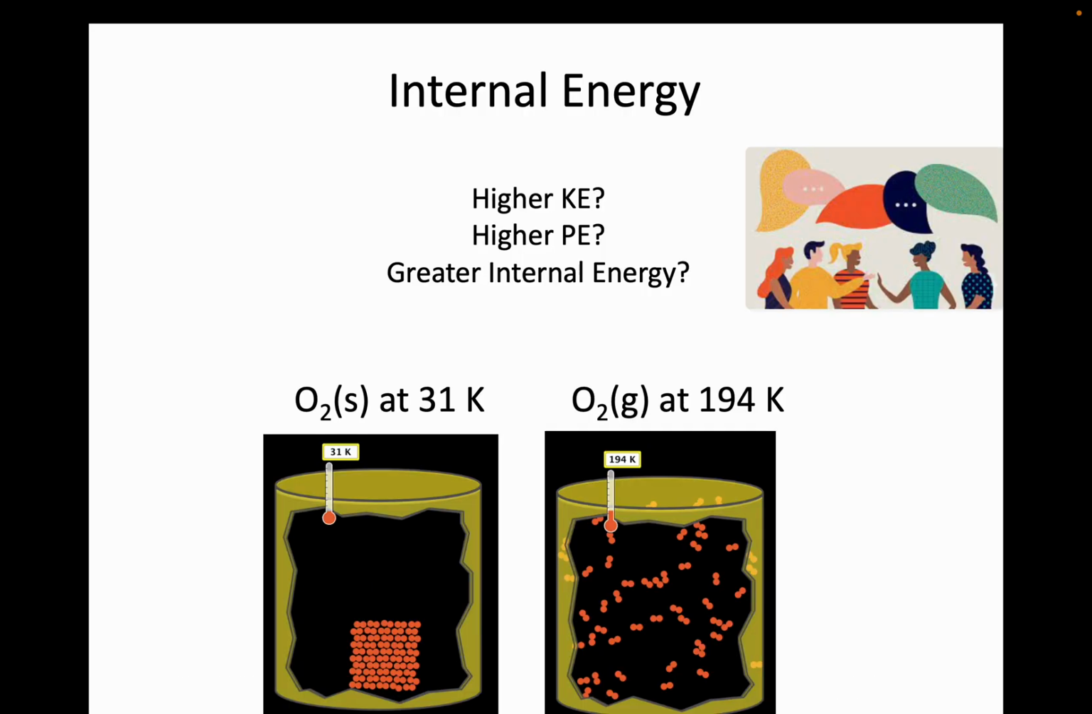So I've mentioned that we can change the internal energy. Take a second. Next discussion question for you. What do you think has the higher kinetic energy, the higher potential energy, and the greater internal energy when we compare O2 solid at 31 degrees Kelvin and O2 gas at 194 degrees Kelvin?